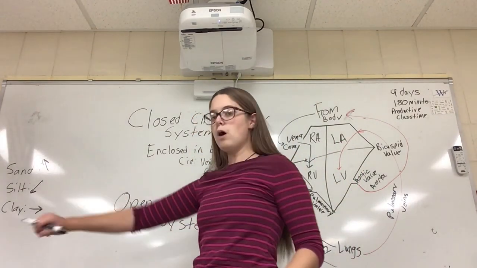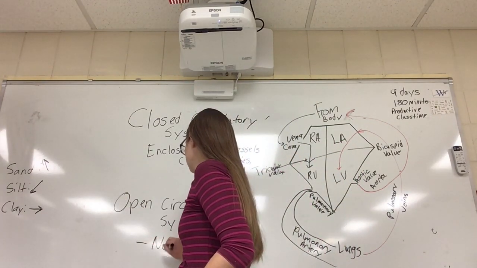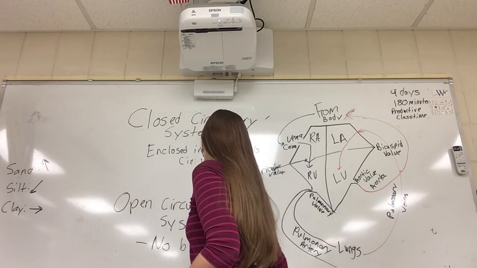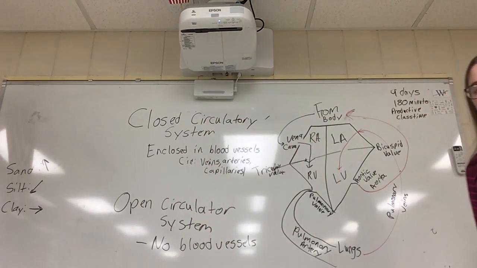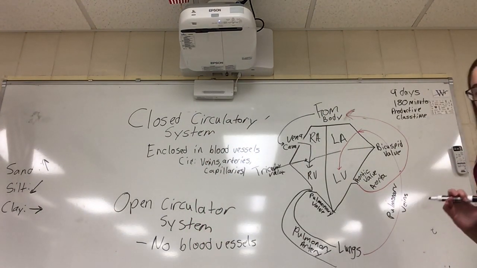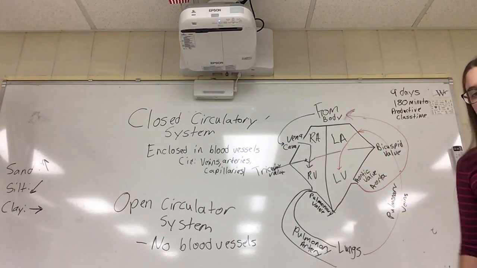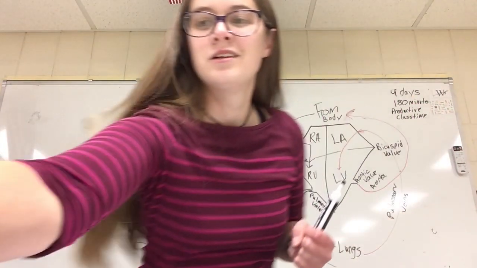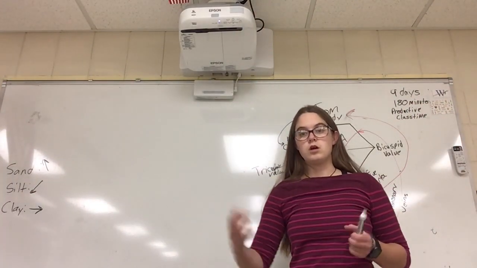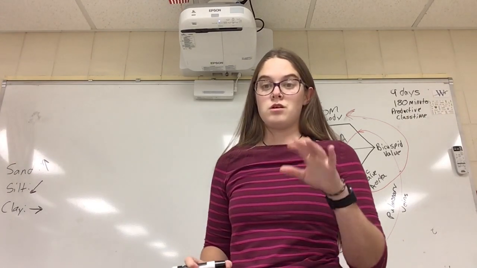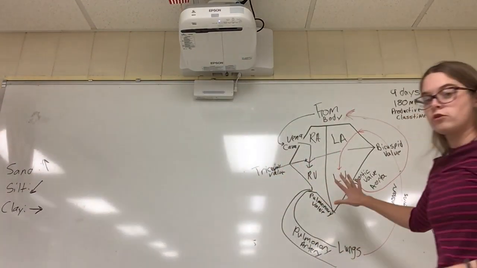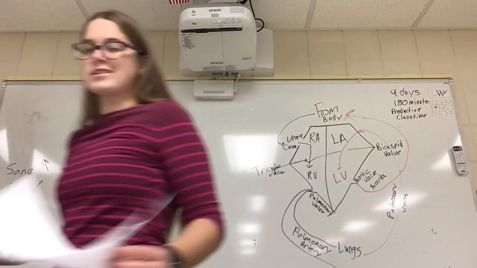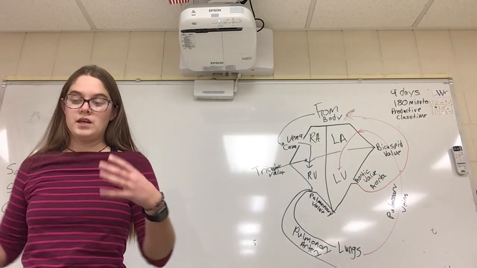So, in an open system, there are no blood vessels. Once again, if you need to pause, write it down. I'm going to erase it, so pause, write it down. Cool, I'm going to erase. So, there's open, there's closed. We're going to focus on the closed circulatory systems. The four-chambered heart is an example of a closed circulatory system. Another example of a closed circulatory system is a two-chamber heart.